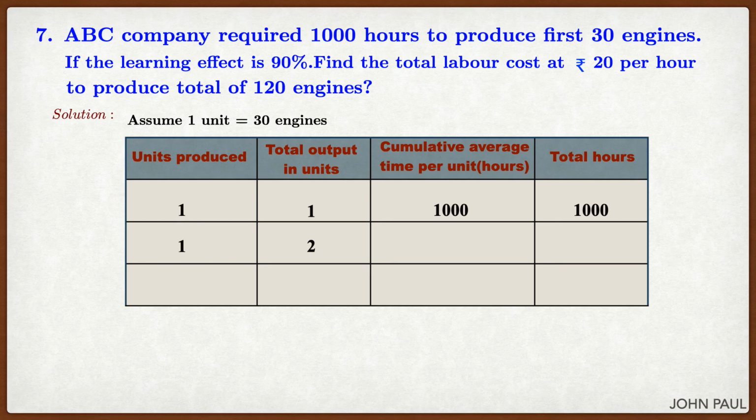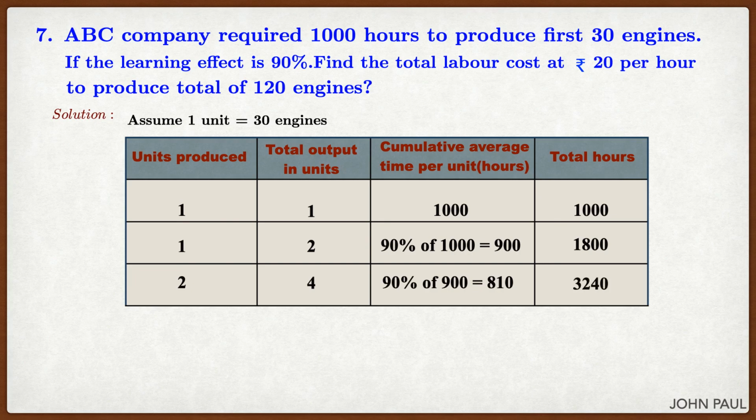We'll add 1 plus 1, that is 2. 90% of 1000 equal to 900. 900 into 2, 1800. Total lot of 4. 90% of 900 equal to 810. 810 into 4, 3240. Total hours to produce 4 unit, that is 120 engines, equal to 3240 hours.